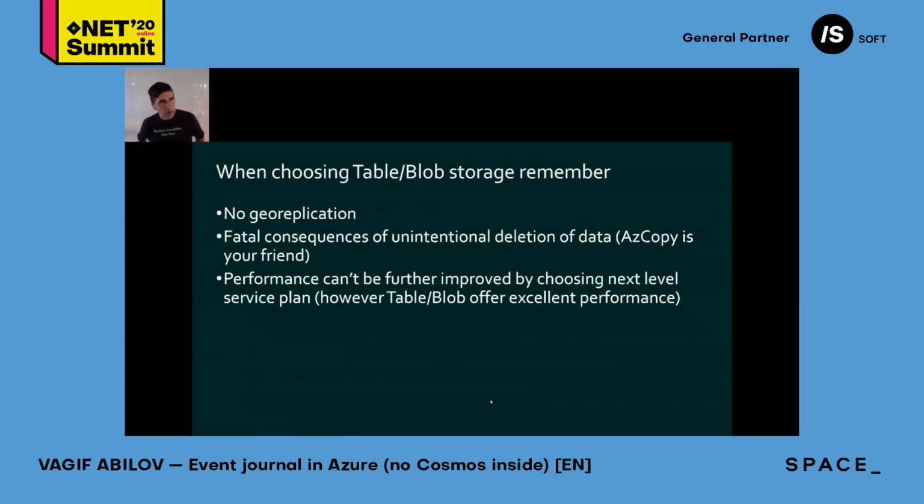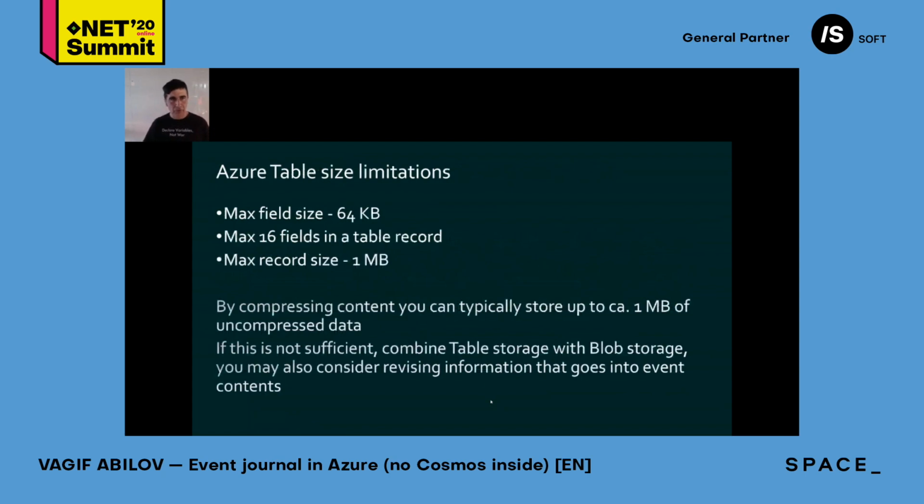If you read Troy Hunt's article about how he built a database of stolen passwords, he was using table storage, and I think his write performance was about 20,000 records a second. That's astonishing. It has some size limitations. As I mentioned before, maximum field size 64K, maximum 16 fields in a table record, but we don't need that many, as you know that an event journal really needs just 3 main fields: entity ID, sequence number, and the content of the event, and maximum record size 1 megabyte.